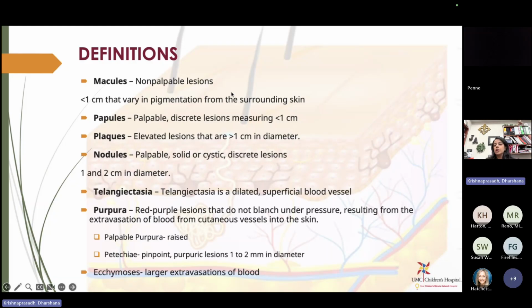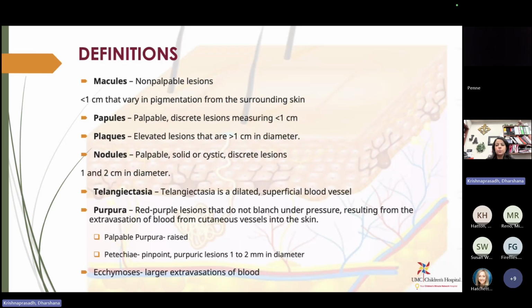Starting right into it, macules are non-palpable lesions, usually less than 1 centimeter. Papules, I usually tell my learners, if you close your eyes and try to feel over the skin, they are palpable. They're less than 1 centimeter. Plaques are the same as papules, except they are larger, greater than 1 centimeter. Nodules are also palpable. They can be solid or cystic. They are discrete lesions, usually 1 to 2 centimeters in diameter.